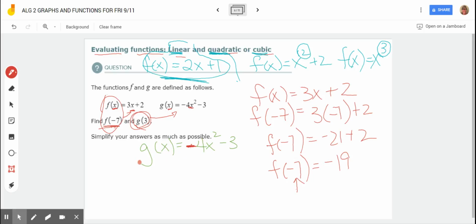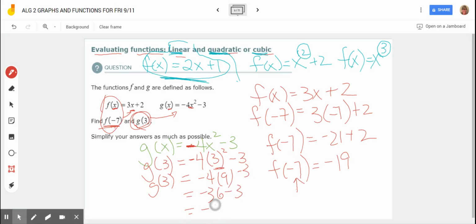Okay, so when we plug in g of 3, the base of the square is 3. Put it in parentheses and you won't screw up, I promise. Okay, g of 3 equals, PEMDAS, do not multiply until you square that, negative 36 minus 3 equals negative 39.